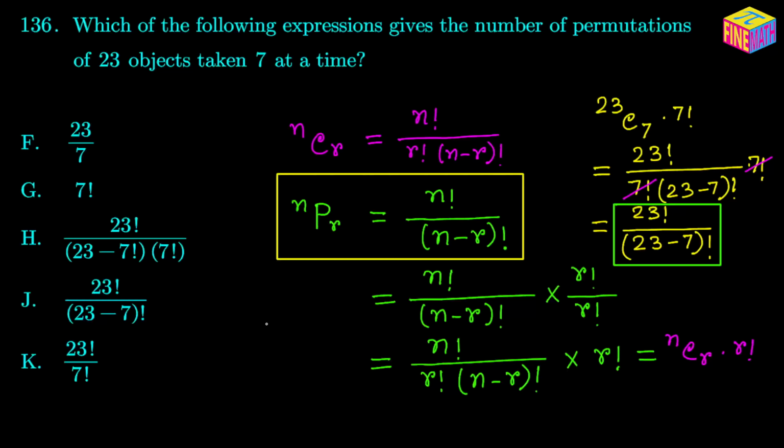And if you look at our answer options, we have 23 factorial over 23 minus 7 factorial under option J. So option J would be the correct option.